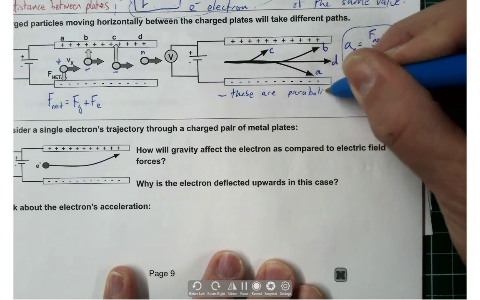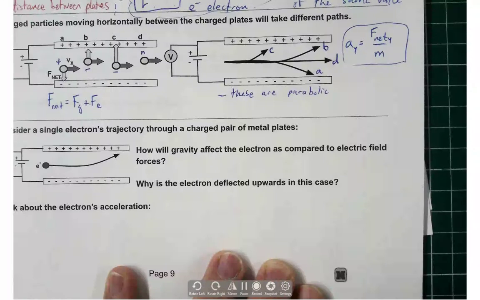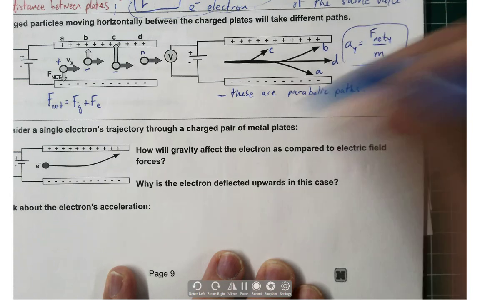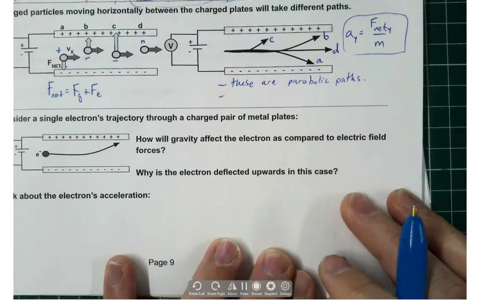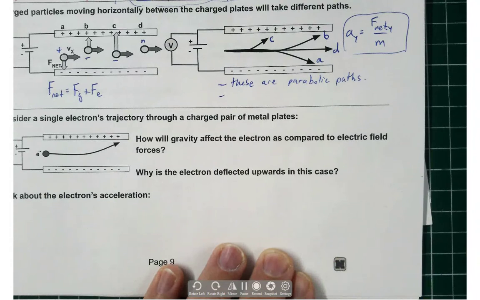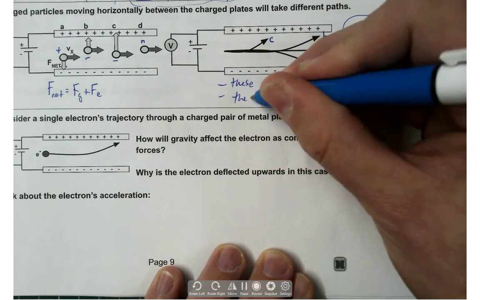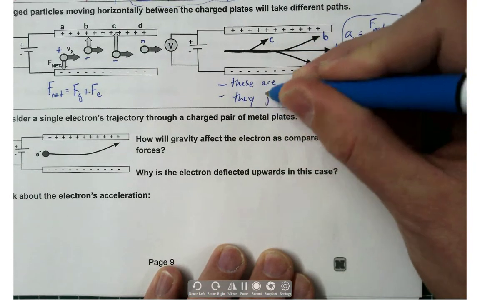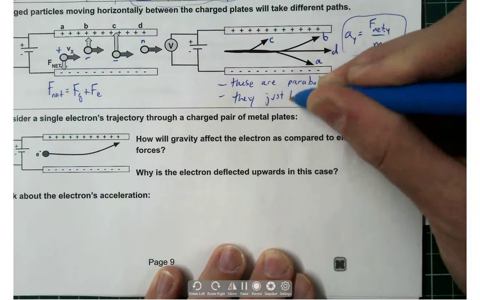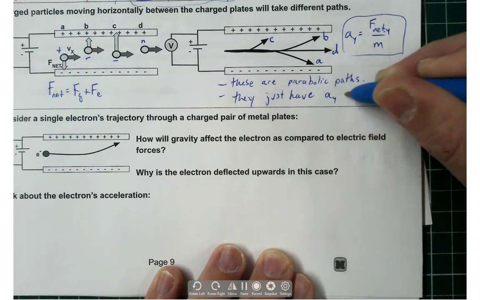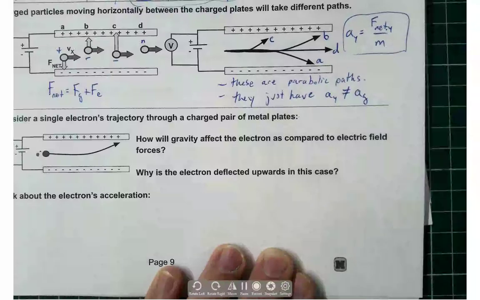See why this unit has to happen so much after all the other units? We've got a lot of stuff superimposed on top of each other, right? But it is still just projectile motion, just that the force of gravity isn't the dominant thing here. They just have a_y not equal to a_g anymore.